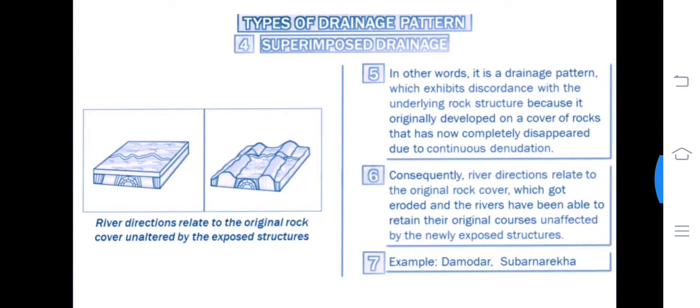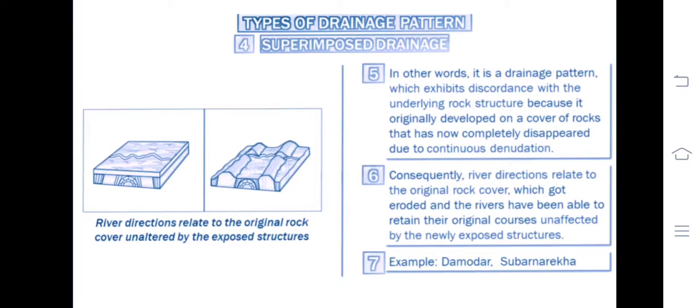Fifth point about superimposed drainage. In other words, it is a drainage pattern which shows disaccordance with the underlying rock structure. They are not consonant with the rock structure. Whatever rock structure you have, maybe on a raised platform, maybe on a lower platform, it will not impact the direction of the river system. So there is disaccordance with the underlying rock structure because it originally developed on a cover of rocks that has now completely disappeared due to continuous denudation. The pattern which the river system used to follow in the past will be followed the same.